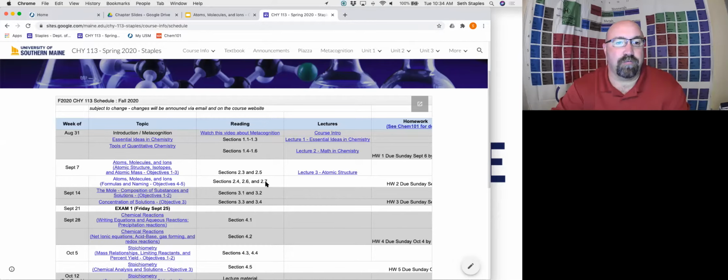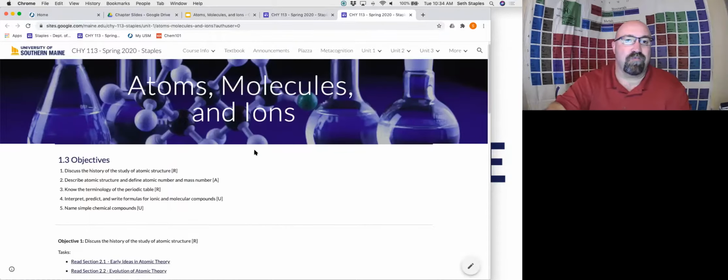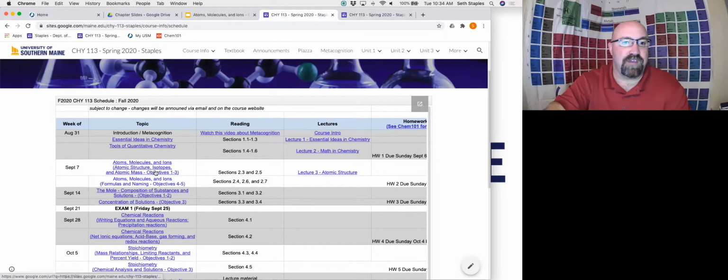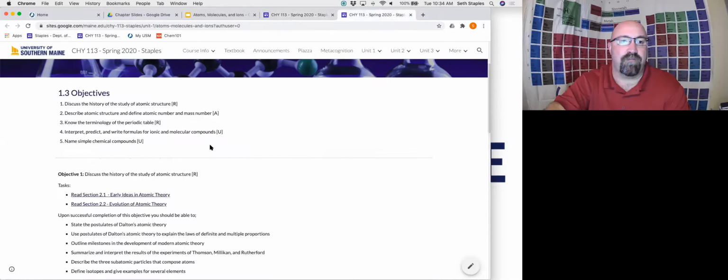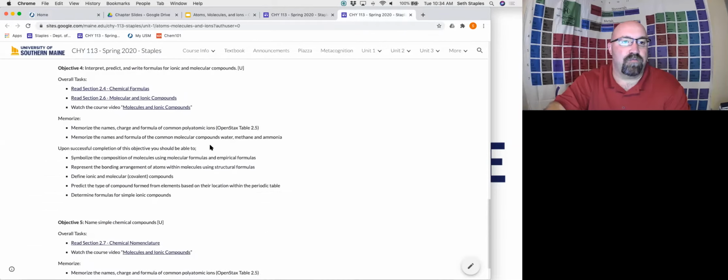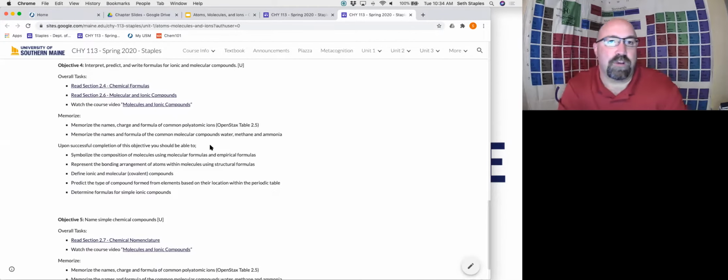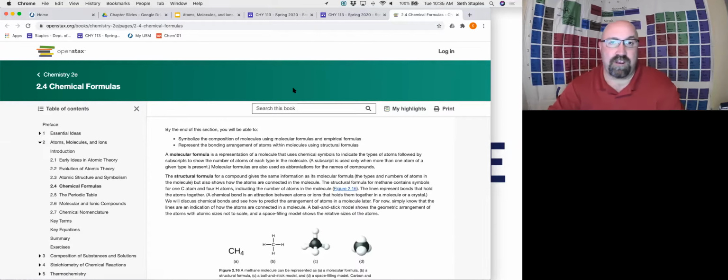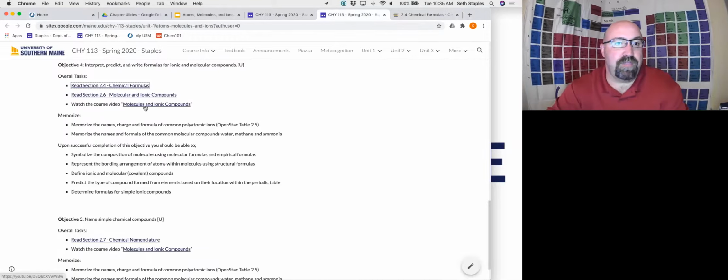Hopefully you've read and looked through these sections. If we click on the topic here, remember that will bring you directly to the unit objectives for what we're going to be talking about. We see from the schedule that we're focusing today on objectives 4 and 5. So we scroll down to objectives 4 and 5. We're going to look at how we can interpret, predict, and write formulas for ionic and molecular compounds, and the basic tasks for that. Recall that if you click on the reading sections, it brings you right to the appropriate sections in your textbook. And then there are the course videos on molecules and ionic compounds.